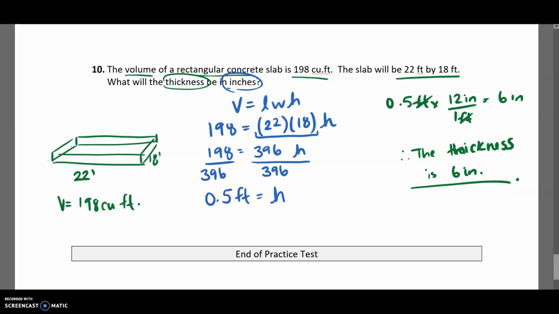This is the end of the solutions for the practice test for your Module 2. You can also use the video lessons as well as your worksheets and quizzes to continue preparing for the test, and make sure to get in touch with your teacher if you have any questions.